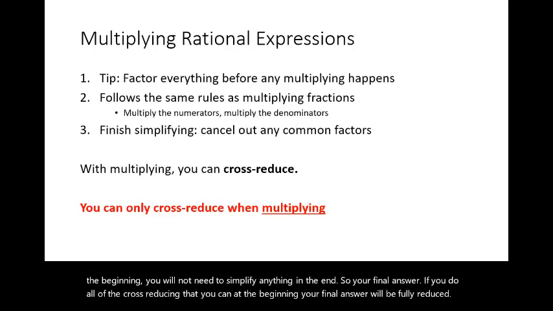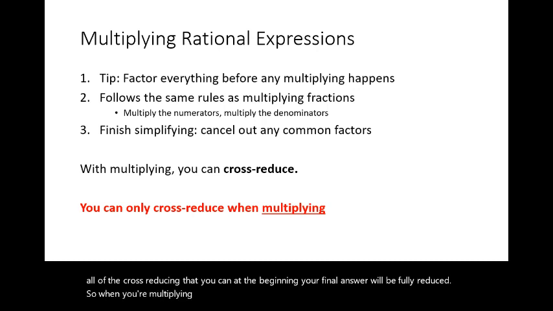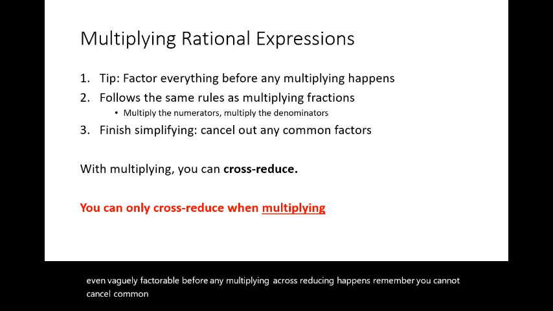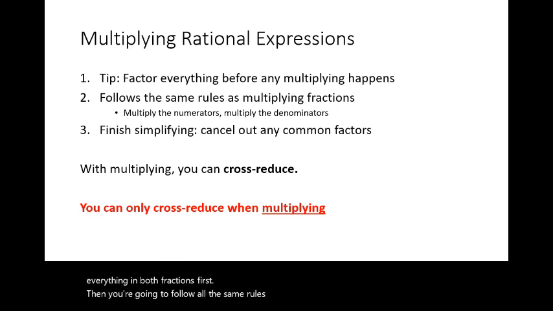When you're multiplying rational expressions, my suggestion is to factor everything that looks even vaguely factorable before any multiplying or cross-reducing happens. Remember, you cannot cancel common terms. You can only cancel common factors. So go ahead and just factor everything in both fractions first. Then you're going to follow all of the same rules as multiplying fractions, multiplying the numerators, multiplying the denominators.